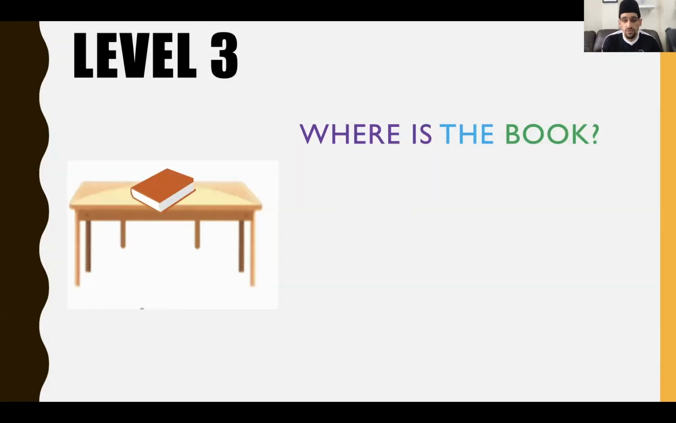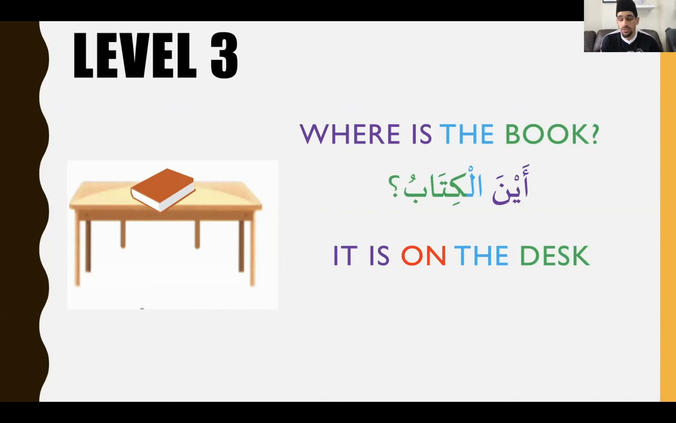Level 3 now, and let's really try to test ourselves. So here we'll say, where is the book? And let's try to learn how to say that. أين الكتاب? Again, أين doesn't change the ending of the following word. So أين الكتاب? Where is the book? It is on the desk.